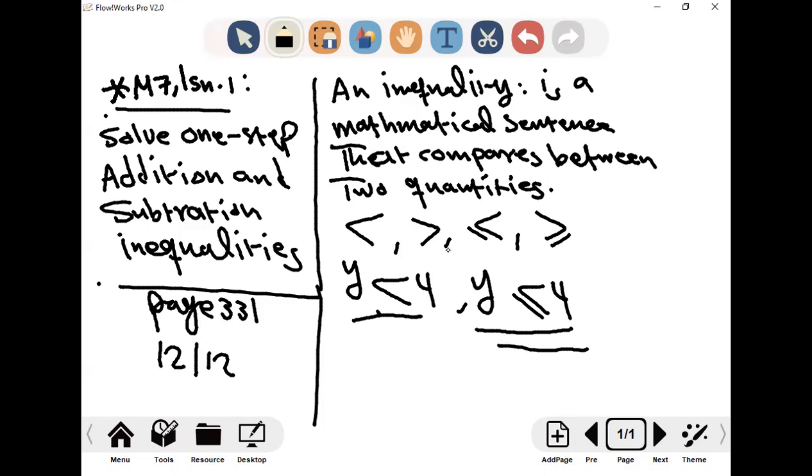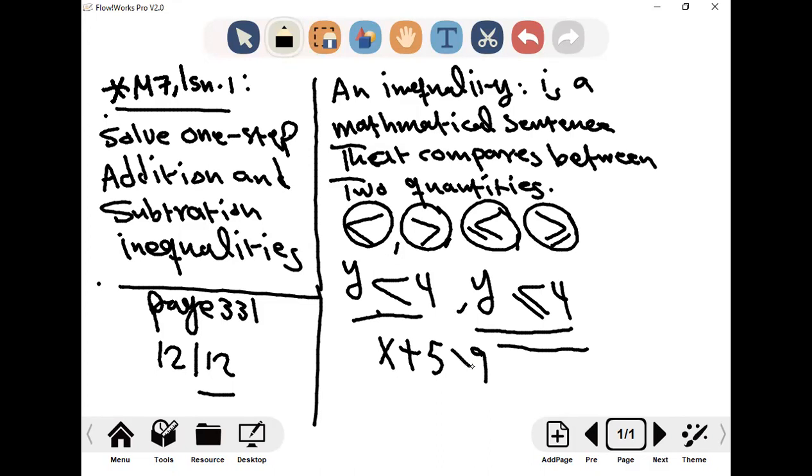So inequality means any mathematical sentence that has less than, more than, less than or equal, more than or equal. This x plus 5 equal 9, right? This is what we call a one step addition equation. An equation has an equal sign. If I replace the equal by one of these, any one of them, this now turned from equation to what? Inequality. You understand? Yeah, let's go to our book and see what it has.